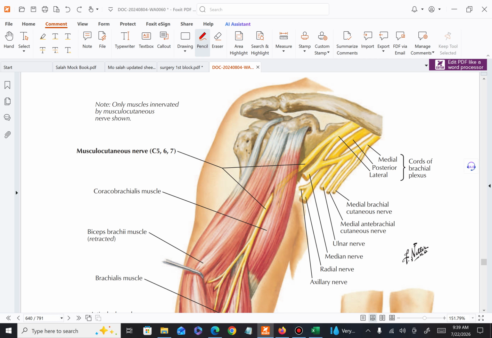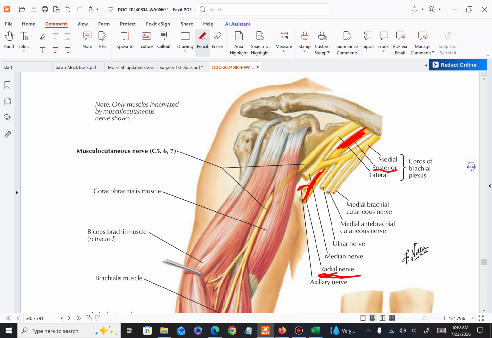Hello, let's talk about the radial nerve. The radial nerve originates from the posterior cord of the brachial plexus. This is the posterior cord of the brachial plexus, and the radial nerve is one of the terminal branches. The other branch is the axillary nerve.